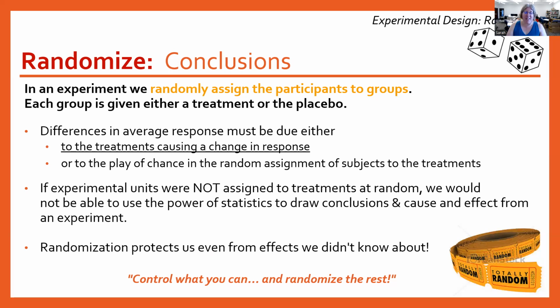One of the cool things is that randomization protects us from effects we didn't even know about. So if there are sources of bias there that we weren't able to discern for some reason or other, the cool thing is randomization will take care of that bias for us and spread it out across the groups.